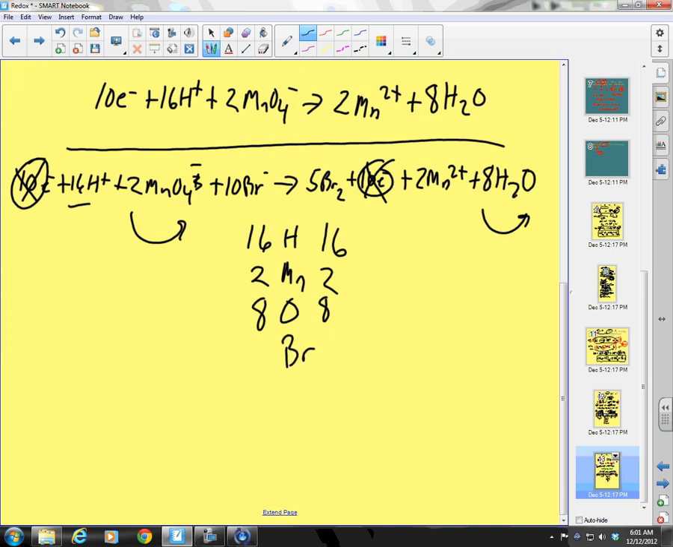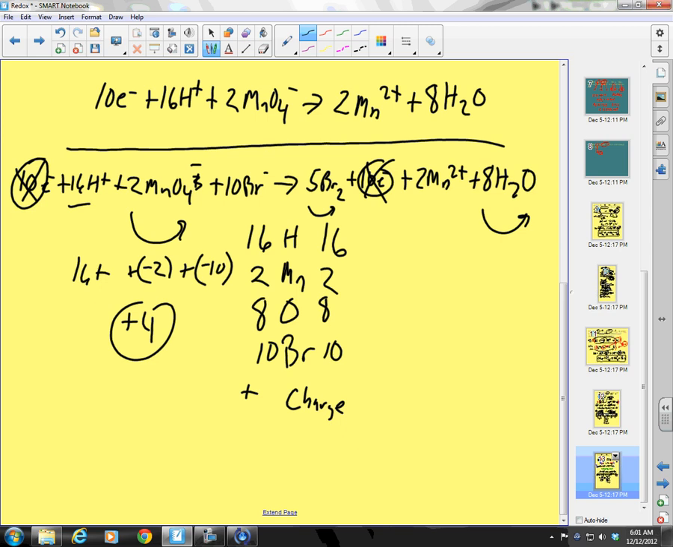Let's hold our fingers crossed. 10 bromines. 5 times 2 is 10 bromines. Now charge. Please. Charge. Okay, you have 16 plus here, and 2 times a negative 2 plus 10 times a negative 1. So what is that? Negative 12. That looks like a plus 4. Looks like I have a plus 4 on my left. What about on my right? Well, 5 times 0 is 0.